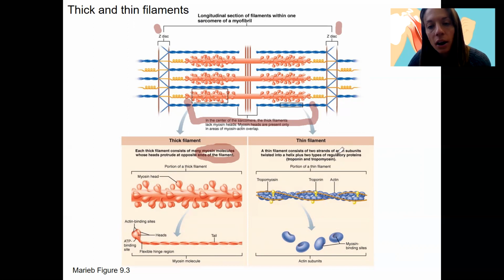Thin filaments are primarily made up of actin, but also these two other regulatory proteins. So the actin here is the purple. There's myosin binding sites on the actin. Totally makes sense, right? They bind to each other. And then we've also got tropomyosin, this long, stretched out one here. And troponin is this little yellow one. We'll see the actions of them when we get to contraction.